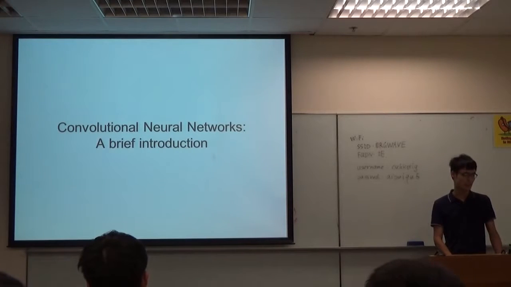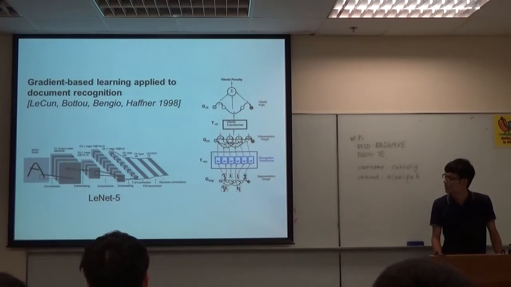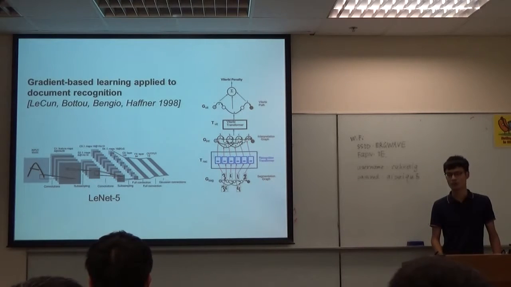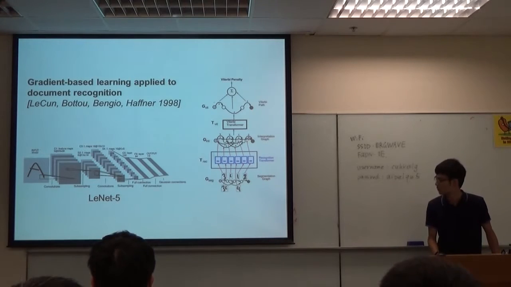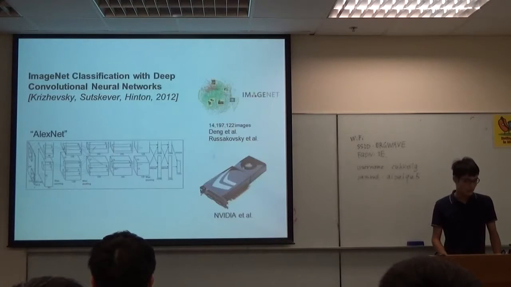First, let's see a brief introduction of CNN. The most successful CNN was first proposed in 1998. It was proposed by LeCun, and it was used for digit recognition. It's about 20 years ago. And nowadays, the development of CNN is very popular.